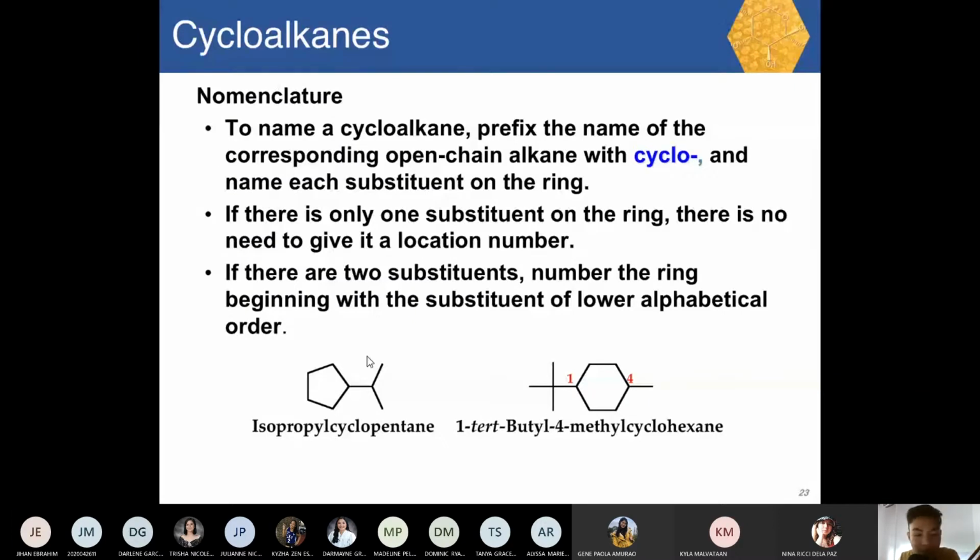Okay? If there are substituents, for example, if you have only one substituent, you do not have to give its location number. You do not have to assign any locants to it, no?